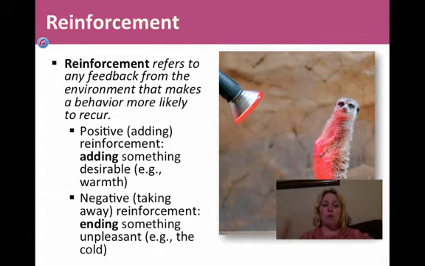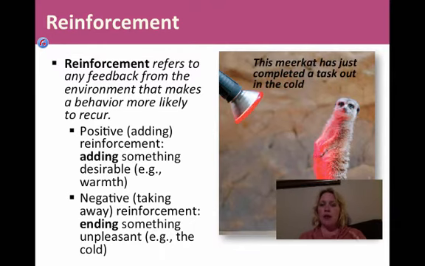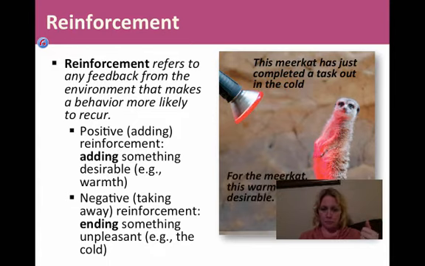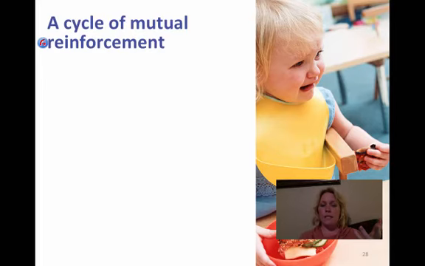Okay, so positive reinforcement is adding something positive to the subject to get them to increase their behavior. Negative reinforcement would be taking away an undesirable, a negative stimulus, a bad thing, to get them to continue or increase their behavior. So for instance, this meat rat has just completed the task out in the cold. So he came up and he warmed his belly because this is obviously positive reinforcement. Because he's saying, nice warm belly, no more cold. So for the meat rat, this warm light is desirable.